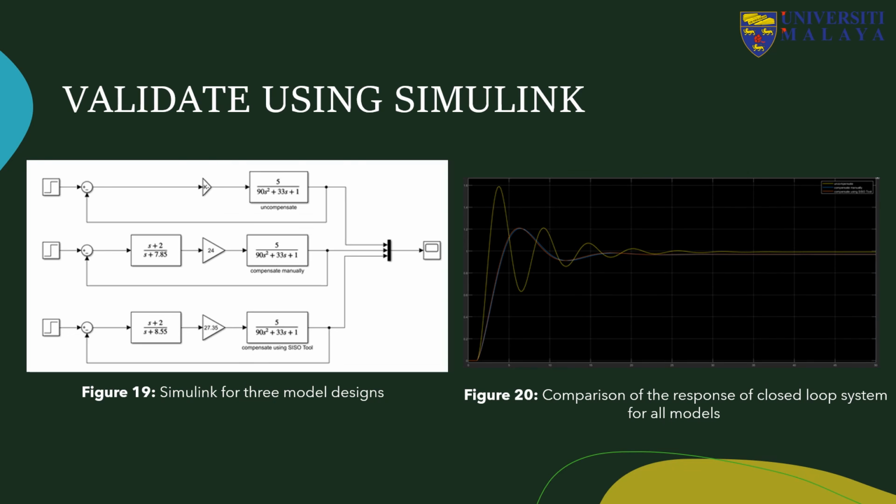Next, figure 20 is the graph response of the closed loop system for all models, where the yellow line indicates the heat exchanger without compensator. The blue line indicates using the manually calculated compensator equation. The red line indicates the compensator using SISO tool on MATLAB. The blue and red show the response which matches the performance observed in the root locus design on the previous slide. This shows that using a compensator can meet all the given design requirements.